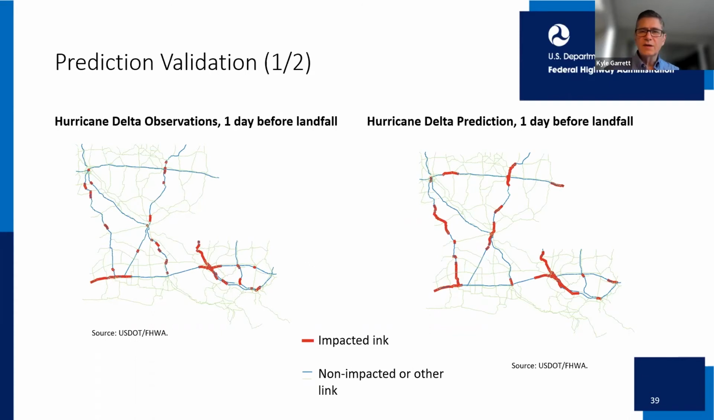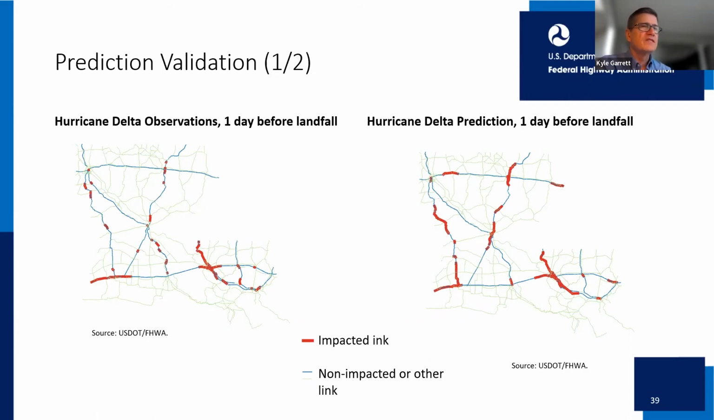So this figure actually shows on the left the observations of impacted road segments on the interstate network in Louisiana during Hurricane Delta. Hurricane Delta was excluded from our training data set so that we could use it as a test of the results. The map on the right shows our predictions one day before landfall of which road segments would be impacted.